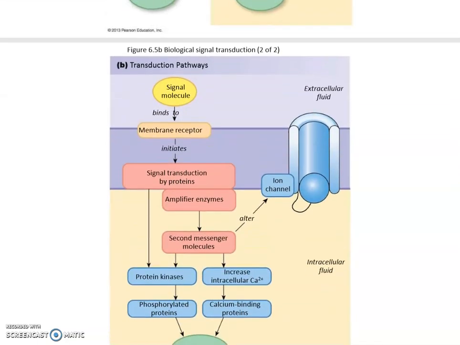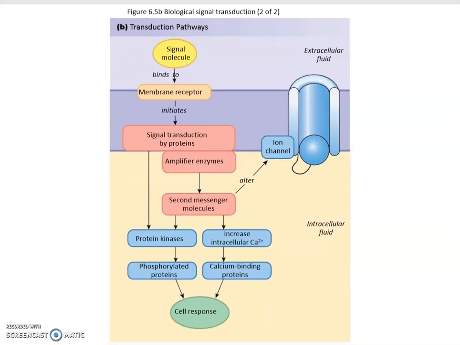So let's take a look at a specific scenario. We're going to take the example where an ion channel in the end gets activated. So here is your signaling molecule, and it's binding to its receptor, a cell surface receptor, and then you're starting a signal transduction pathway.